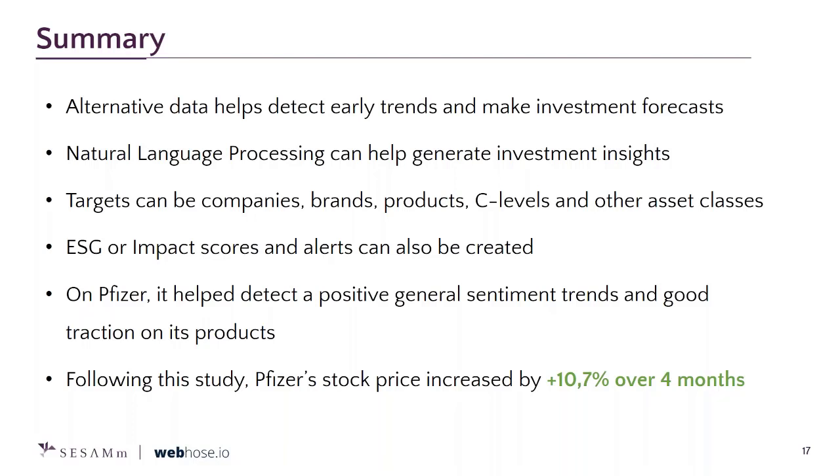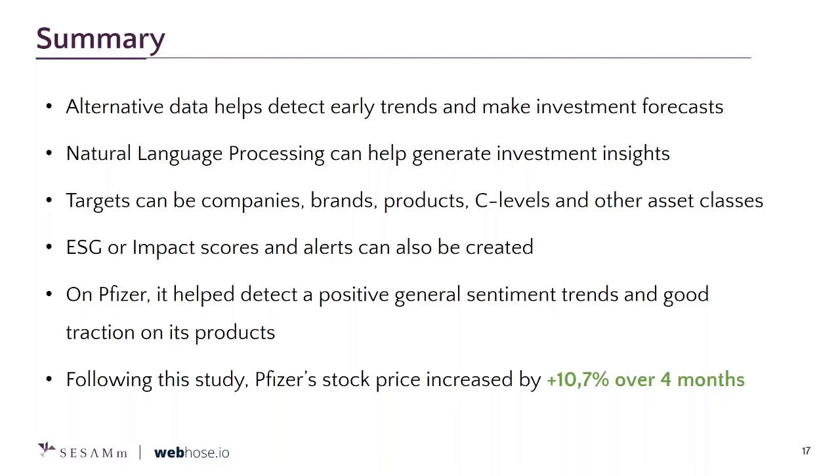So we've been able to use alternative data in order to detect early trends on prices, but also early trends on sales of the company in order to make these investment forecasts. Natural language processing as a technology has helped us actually generate the insight. The raw data is not that useful. We need the knowledge graph, we need the sentiment analysis, we need named entity recognition in order to make sense of that data and in order not to extract information that is redundant or ambiguous.